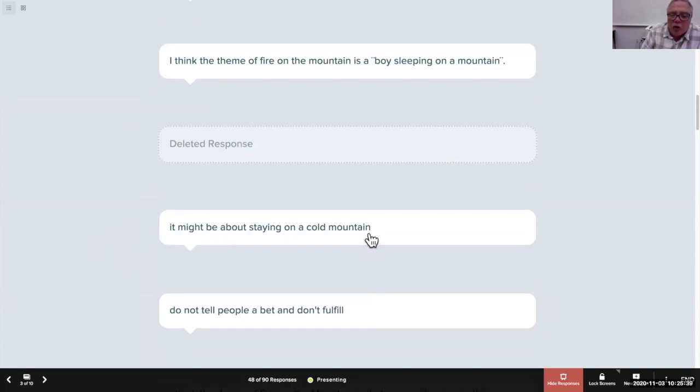About staying on a cold mountain. That's kind of, we're talking about the plot, aren't we? Remember when Mr. Hartman talked about the difference between plot and theme? Plot is all about what happens. Theme is what it's about. So if we're going to say that he stayed on top of a cold mountain, the theme might be survival, wouldn't it? Or keeping warm.